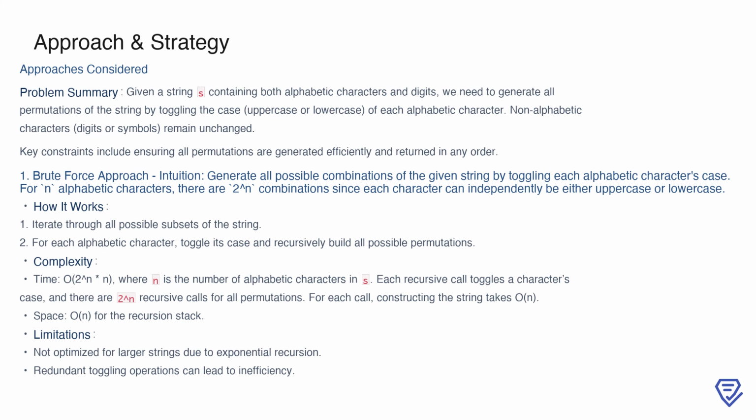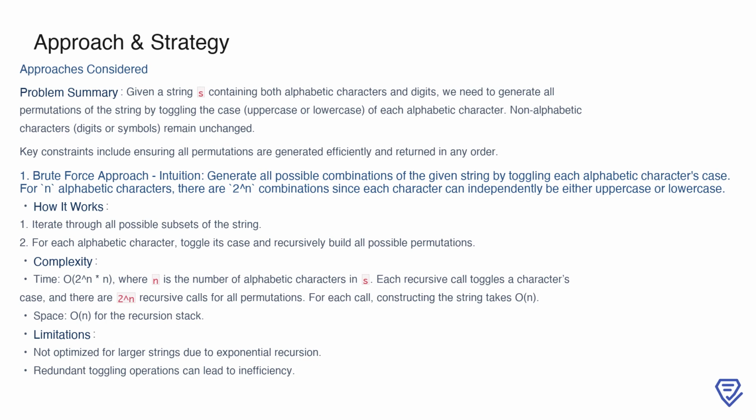To tackle the problem of generating all permutations of a string by toggling the case of alphabetic characters, one straightforward idea is the brute force approach. Here, for every alphabetic character, we toggle its case to generate all possible combinations. Given that each letter can independently be uppercase or lowercase, we end up with 2 to the power of n combinations, where n represents the number of alphabetic characters in the string. The process involves recursively iterating through all subsets of the string and toggling the case of each letter.